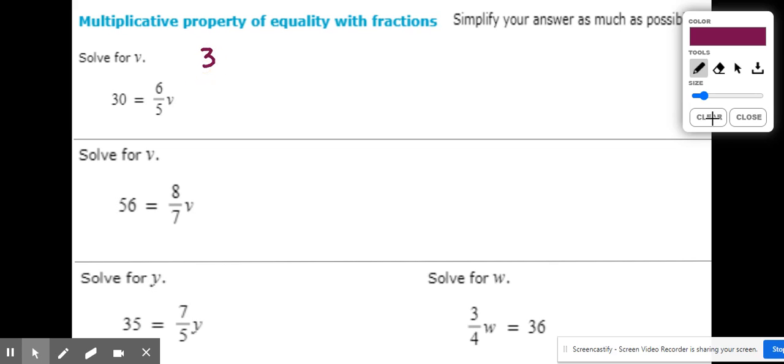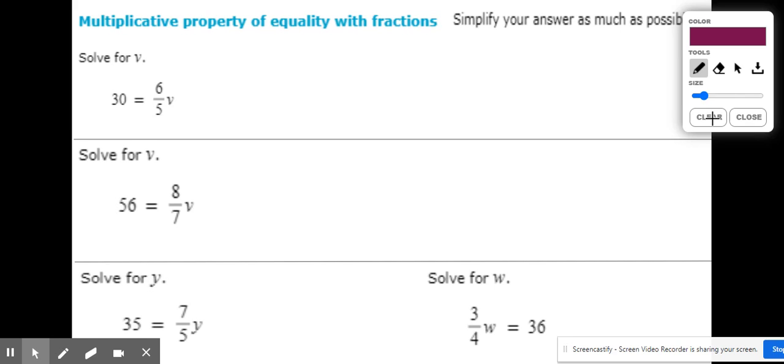We have 30 is equal to 6/5 times v. Okay, I'm actually going to rewrite that because I know how much space this problem is going to take me. I already know what's coming up. I didn't write that well.